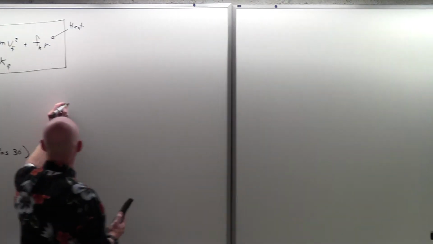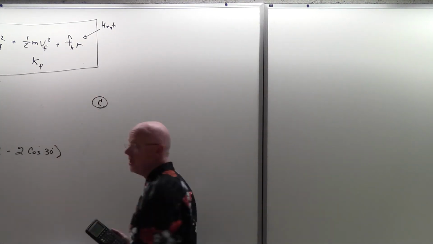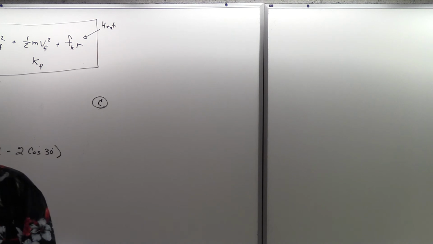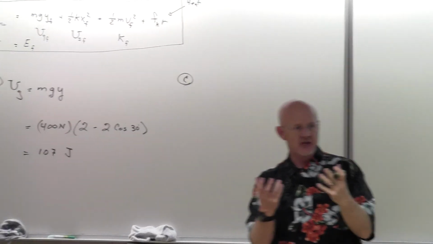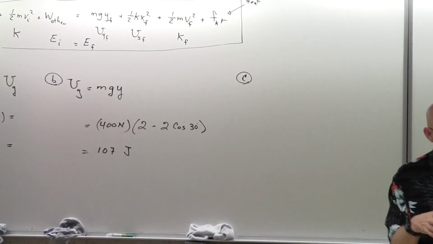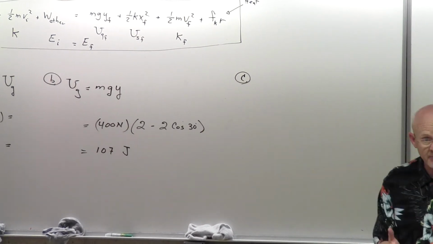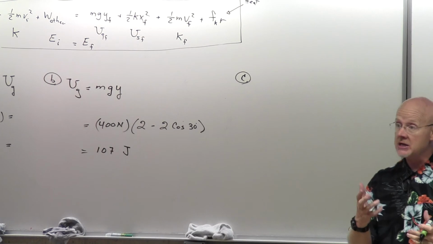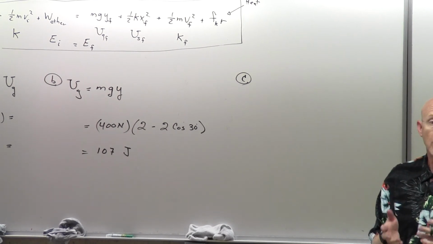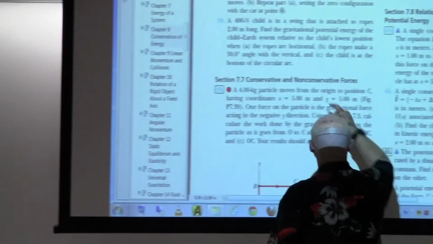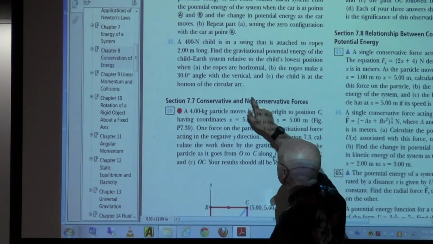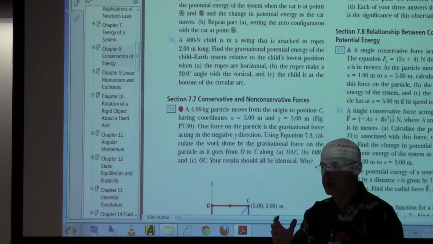And given everything we've already said, then C should be the easiest one of all. Once you understand, you kind of even question why he would give you such an easy one. But he wants to make sure you understand that you can measure it relative to something, and you can pick that. In our case, he's saying pick it at the lowest part of the swing. So when he says in C, what is the potential energy of the child at the bottom of the circular arc? Answer?